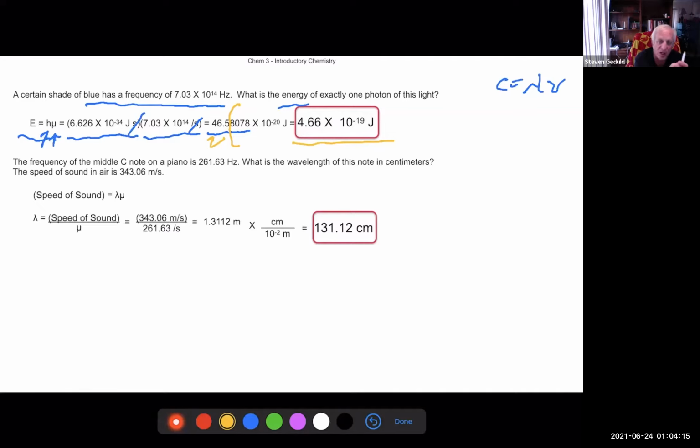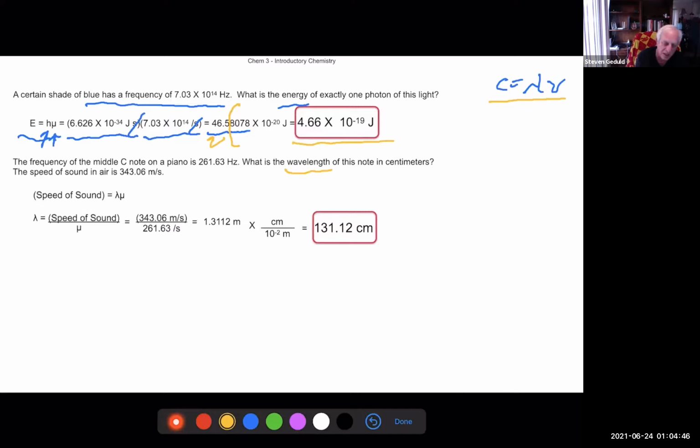Okay. Second question on the email was, the frequency of middle C note on a piano is 261.63 hertz. Again, hertz is per second. What is the wavelength of this note in centimeters? Now, you got to remember, we're dealing with sound here, not light. So instead of the speed of light equaling our wavelength times frequency, the speed of sound is going to equal our wavelength times our frequency. Just a little bit different constant.